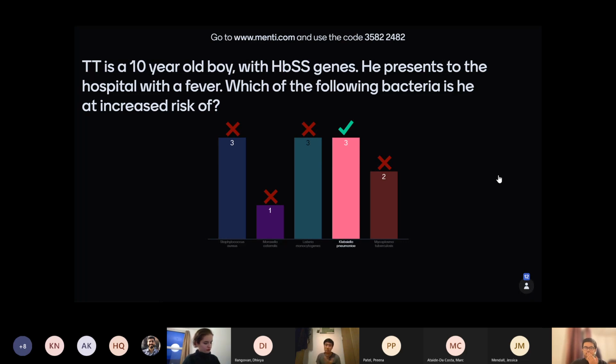What type of infection? Fantastic, Kareem. Yeah, encapsulated organisms, so bacteria with capsules. Good suggestion, Roja. But yeah, it's mostly specifically bacteria that have capsules around them, because the spleen's very good at eating up encapsulated organisms. So without a functioning spleen, we're at risk of that. We can move on to the next slide.